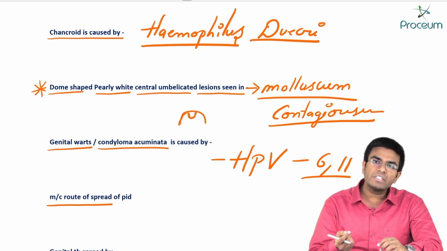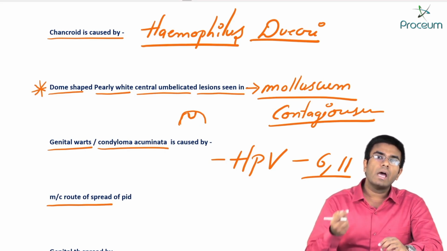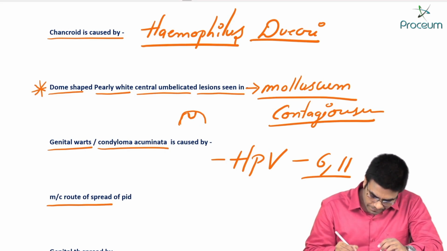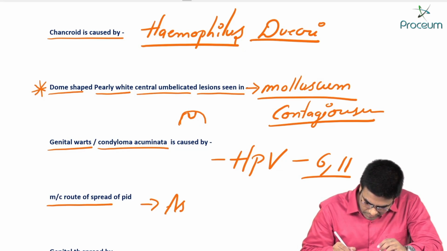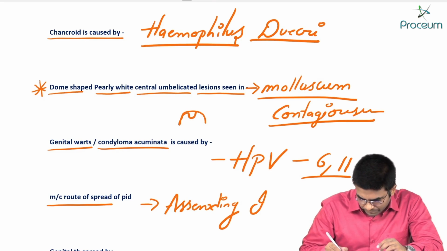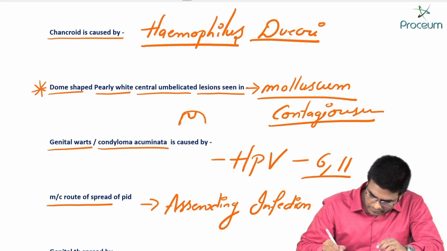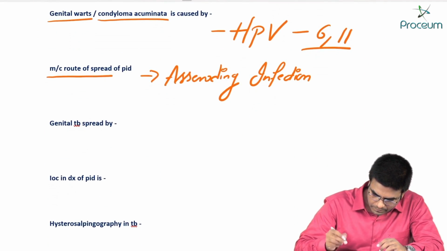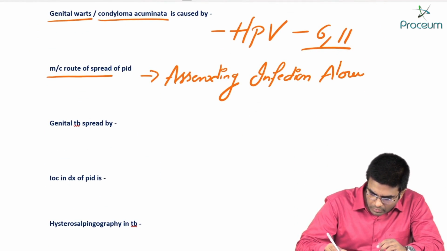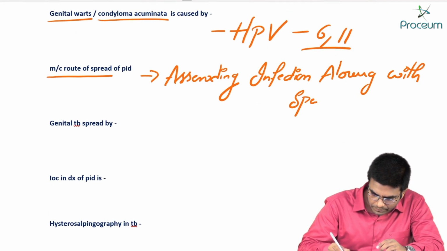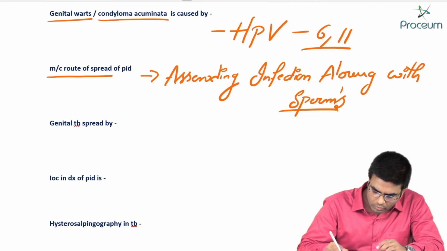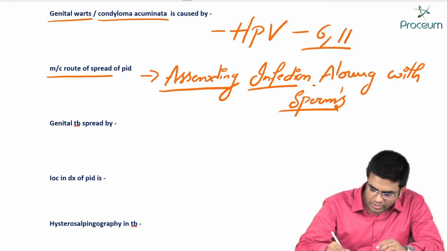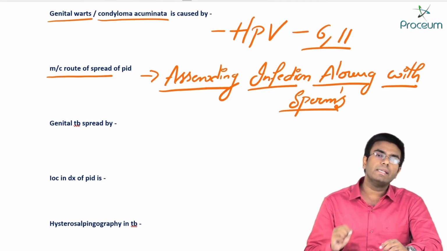Means the infection is coming from down along with the sperms. It's the ascending infection, along with sperms. Okay, so from lower reproductive tract the infection is spreading up, ascending infection.